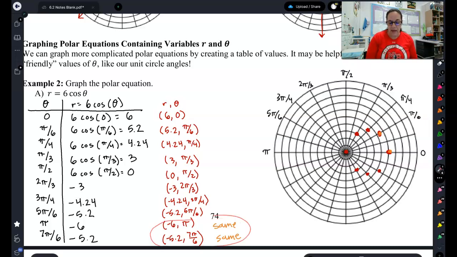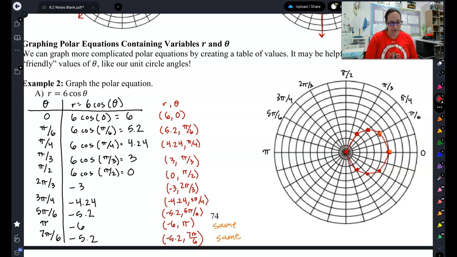And notice that my last 2 points, at pi but -6 takes me there, and 7pi/6 but -5.2 takes me there. So I had 2 points in a row that landed on top of points I already have that were the same. That's what tells me my t-table is done. So now that I have that, I can play connect the dots to get that. And that is your first more complicated one.